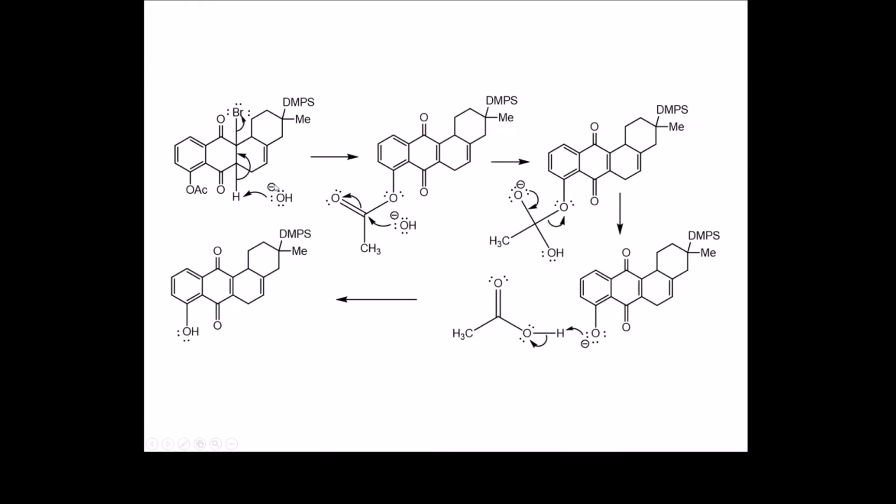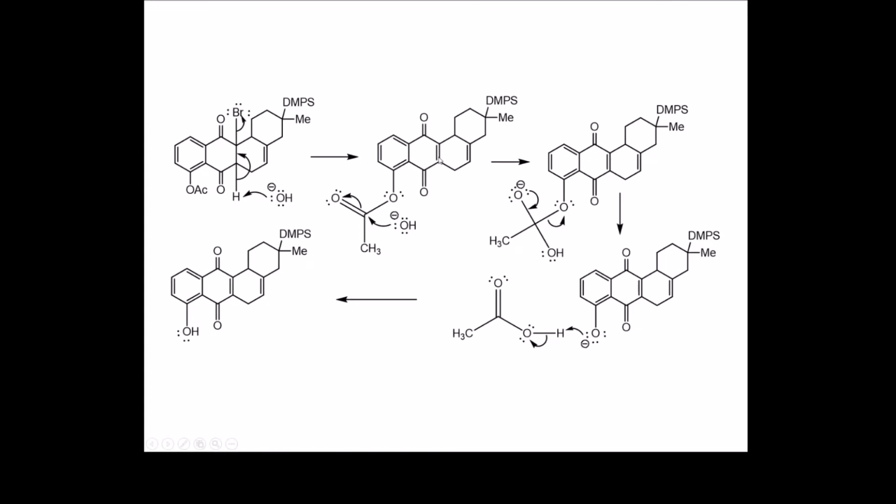The first step, the most likely thing to happen first, would be the hydroxide removing the hydrogen from the beta position. So this is the bromine leaving group. The carbon underneath it is the alpha carbon. The carbon adjacent to it is the beta carbon. Hydroxide pulls that hydrogen off and we form a double bond.